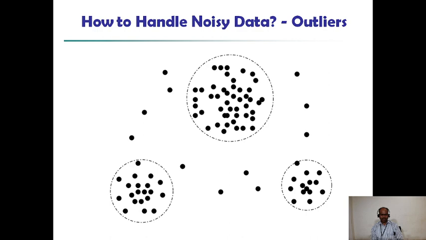Like that we have some outliers. How outliers will be handled: based on the objects we will form some clusters, and the object which doesn't belong to any cluster is an outlier. We will neglect or omit these outliers. This outlier analysis is mainly used in fraud detection.